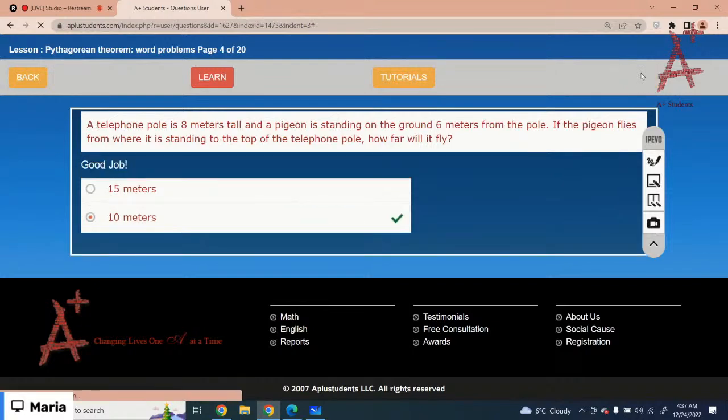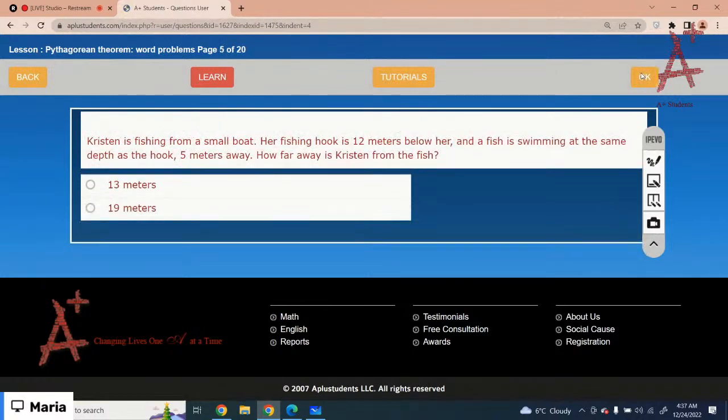Okay, the next one is: Kristen is fishing from a small boat. Her fishing hook is 12 meters below her, and a fish is swimming at the same depth as the hook, 5 meters away. How far away is Kristen from the fish? So, which of the options is the correct one?